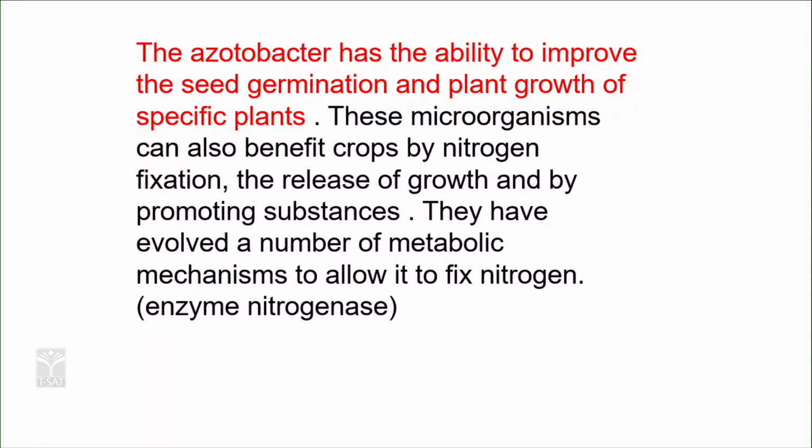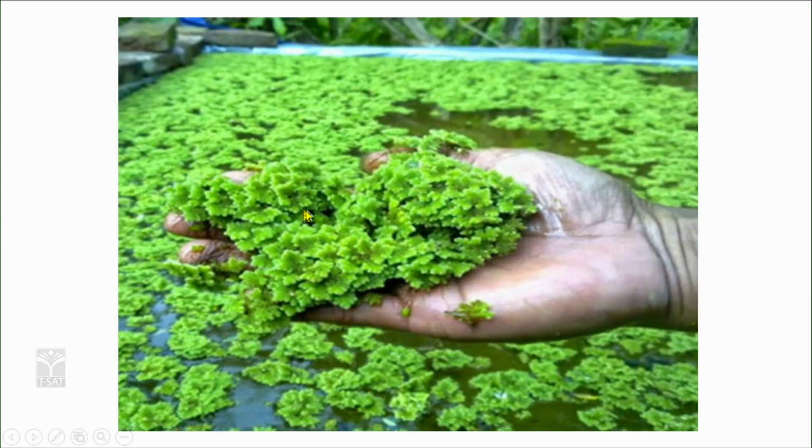They have evolved a number of metabolic mechanisms to allow them to fix nitrogen, the enzyme nitrogenase. So, the enzyme nitrogenase is responsible for this. So, they are also helpful for the growth factor of the plants. So, azolla with an algae being cultivated can be used as a fertilizer, fodder to certain cattle and even fish. So, in this algae, the bacteria is cultivated in a farm for these different applications.